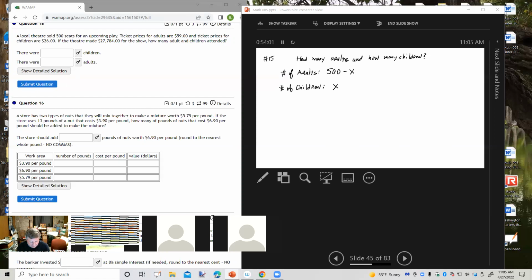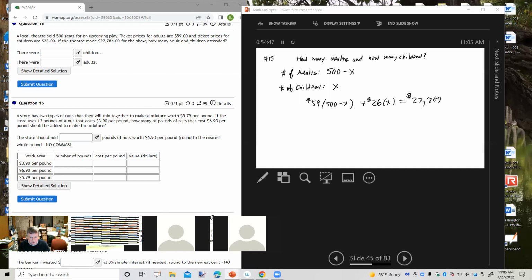Okay, so now, what do we know about the price of an adult's ticket? It's $59 and the children's tickets are $26. So if we take $59 times the number of adult tickets plus $26 times the number of children's tickets, we should get the $27,784. Do you see what I did there?